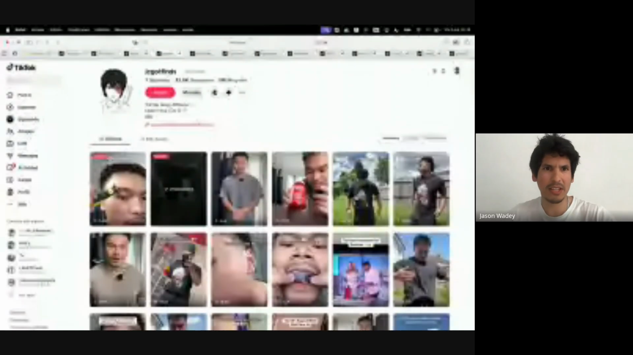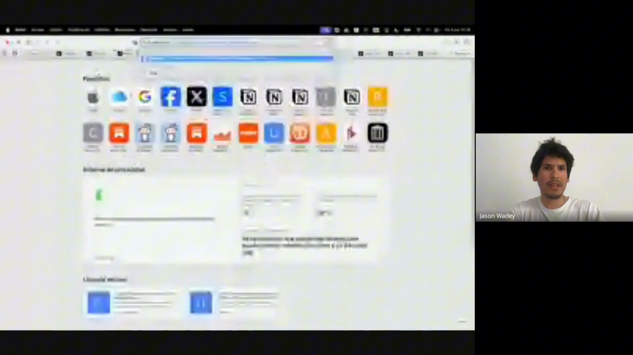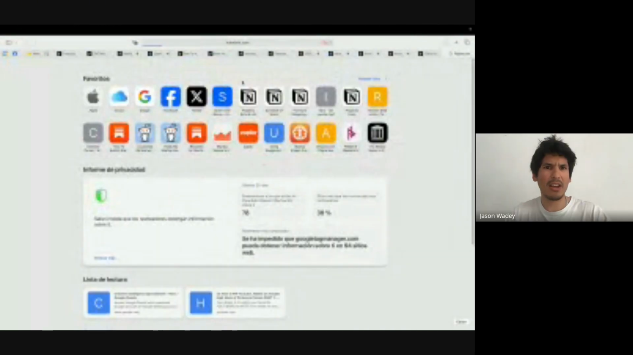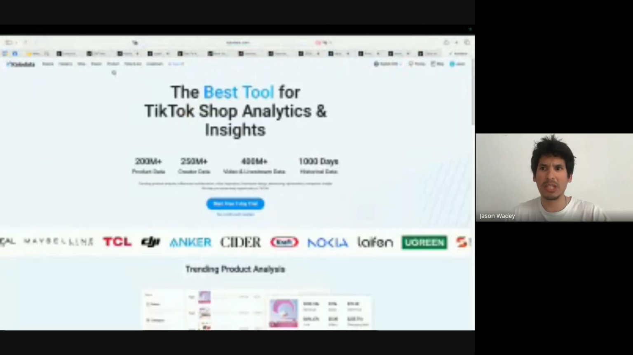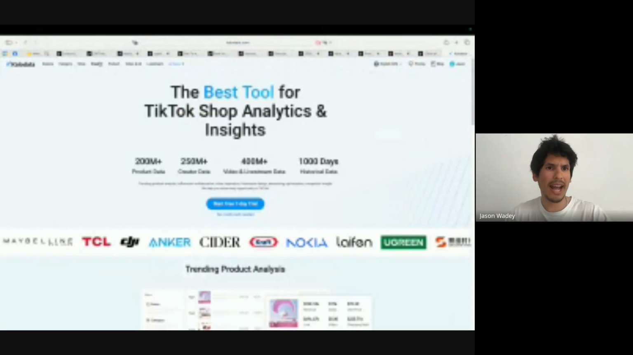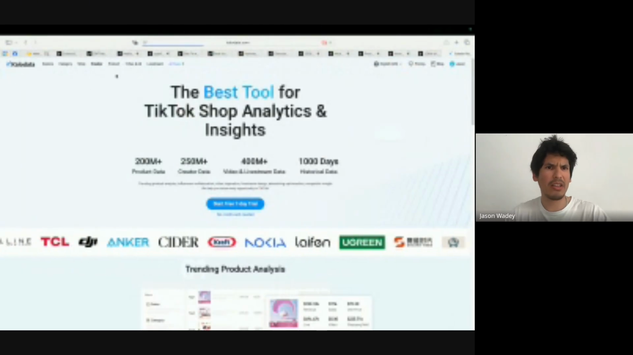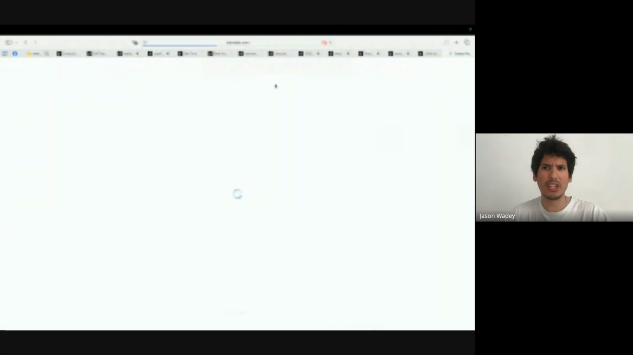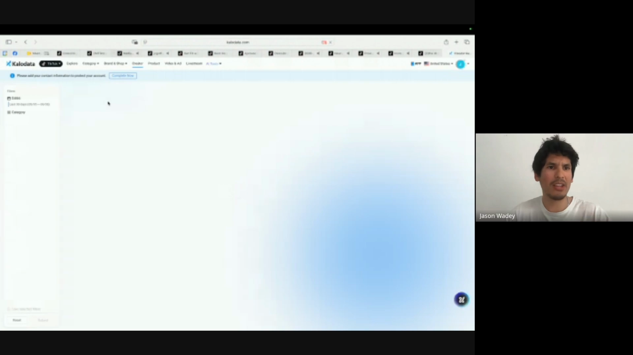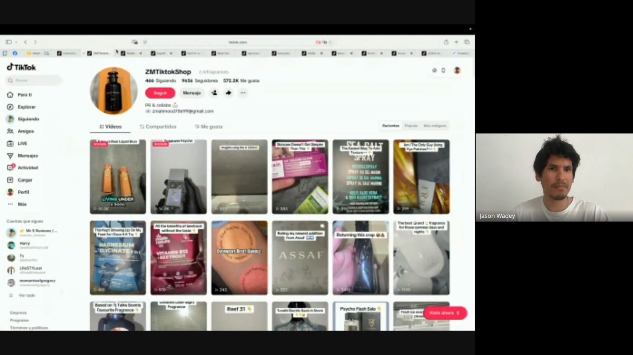Let's see if I can go very quickly here. This is Kalo Data, for instance. Get an account. You can do a quick trial account. You can find the creators here. So go under creator. I know that guy from my observations was a UK creator. So go to the UK market, type in the username, and there you should be able to see his data.